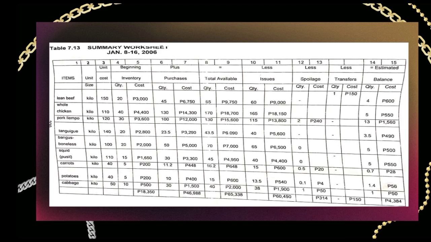Spoilage is the sum of all spoiled or damaged items. Then the net available is the estimated net count per item after having deducted the issues, transfer, and spoilages from the total available. And the actual inventory is the actual count manually encoded at the end of an inventory period. Then the variance shows any variance between the actual inventory and the net available.